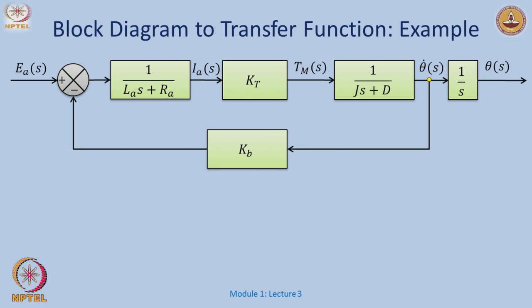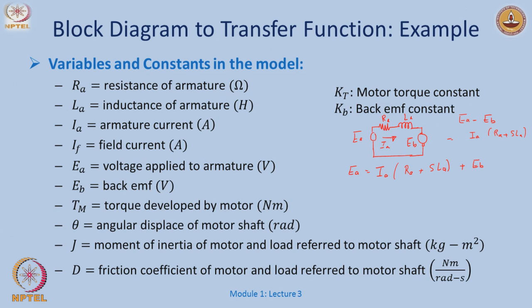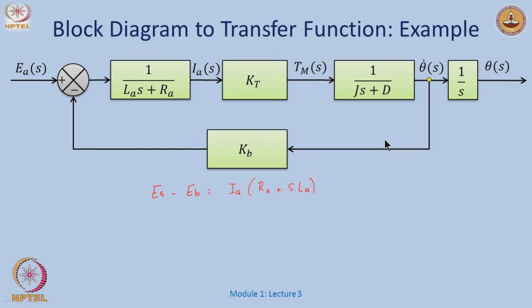The first thing, in the previous slide I had this, right, that Ea minus Eb is the armature current times Ra plus s times La. Okay. So, if I were to write this as a block, the first block would say that Ea as the input results in a certain armature current, right. Okay. So, how will that look? We will slowly try to achieve this bigger block diagram here.